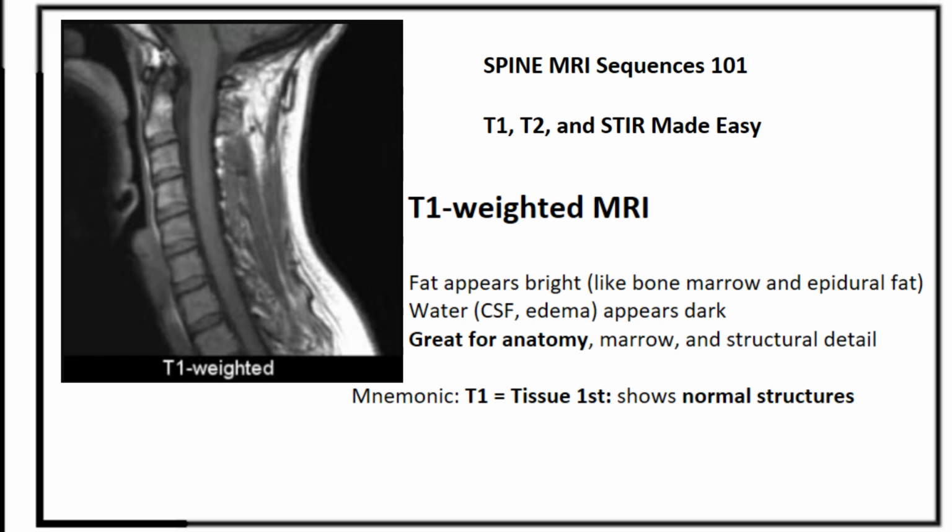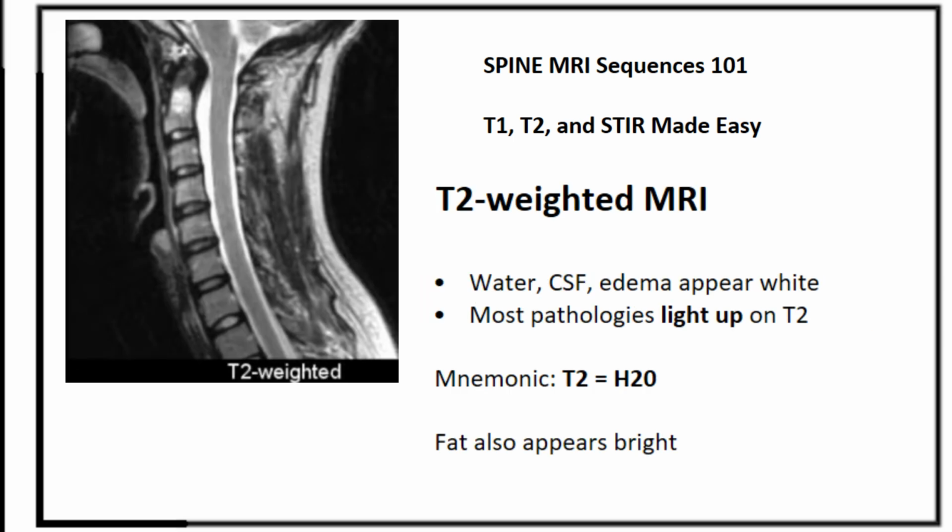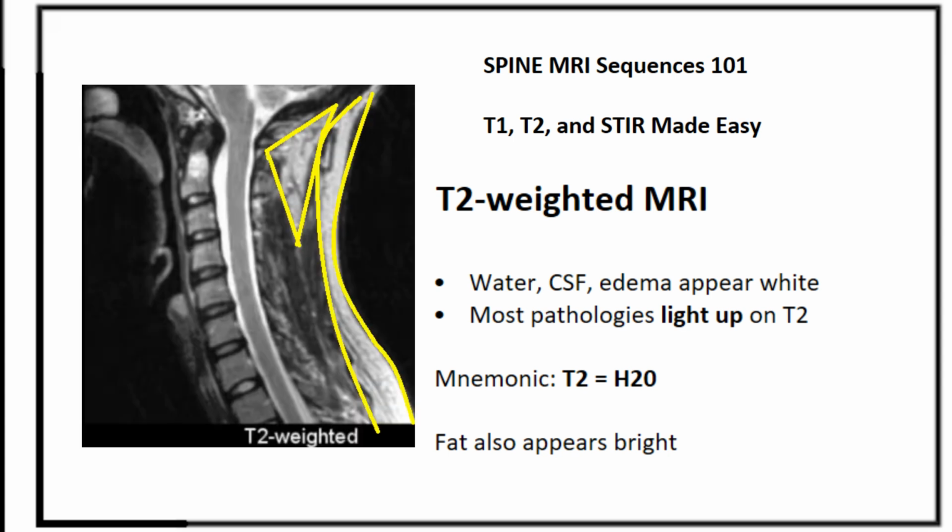In fact, there's a cool mnemonic for this. T1 is tissue first. It shows the normal structures. For T2 weighted MRI, water, CSF, edema all appear bright. And most pathologies will light up on a T2 MRI. Mnemonic: T2H2O. Lest we forget, fat appears white on T2.